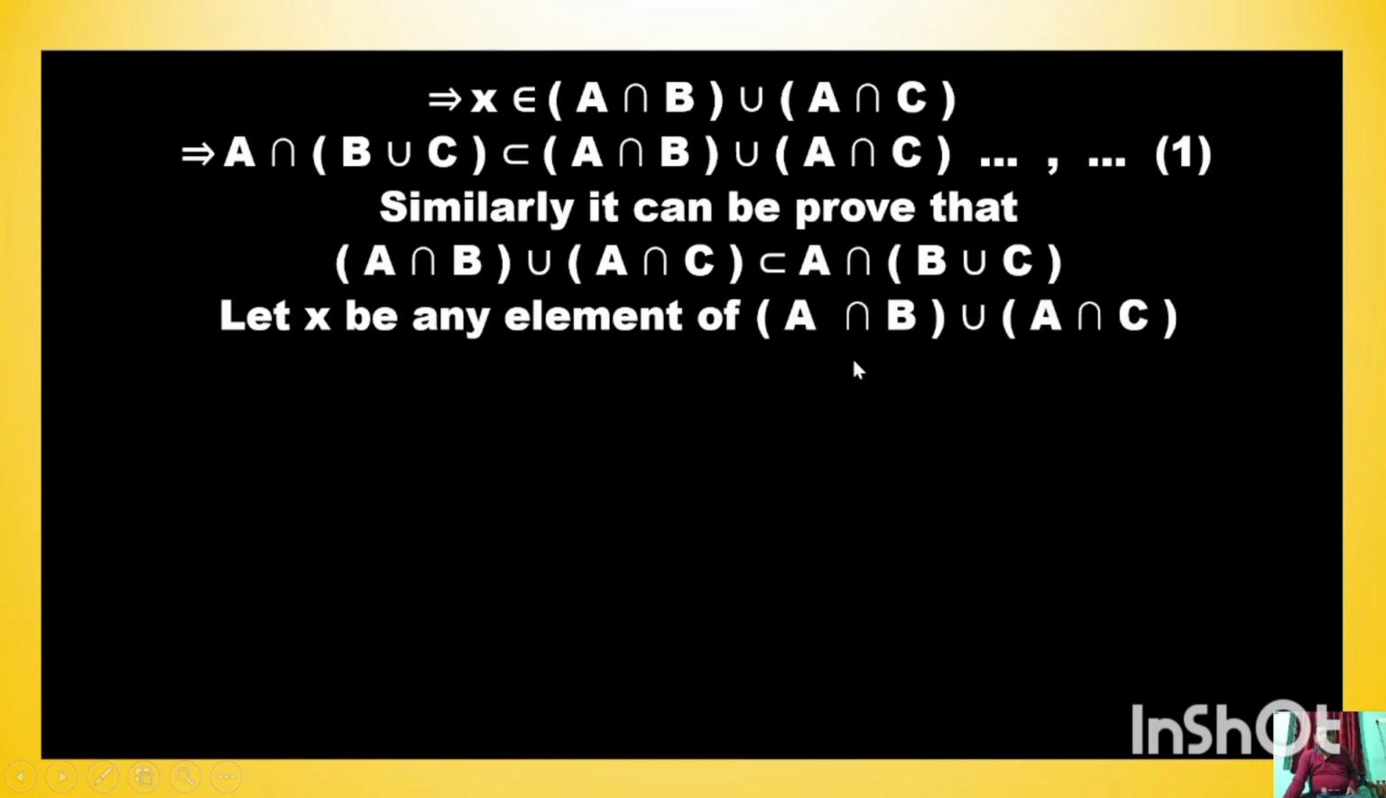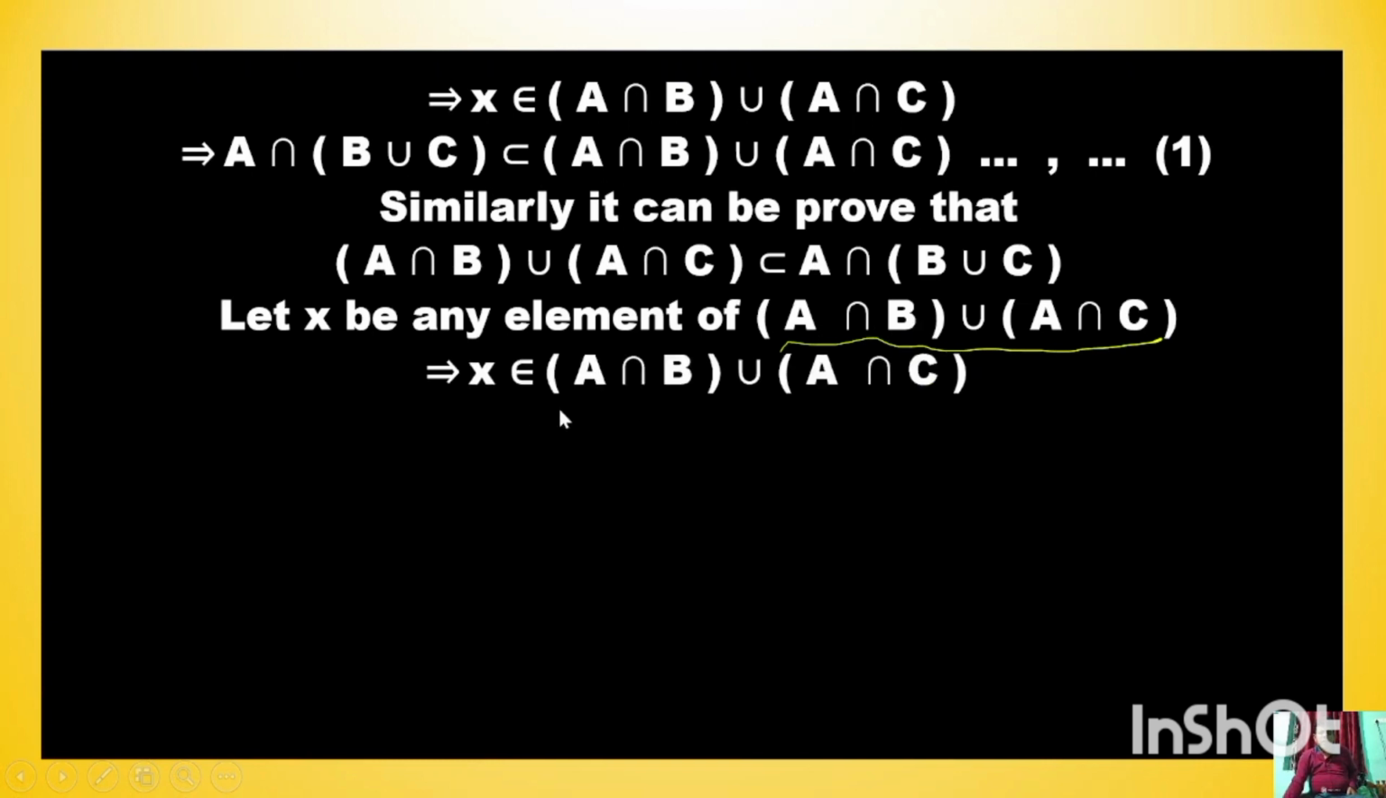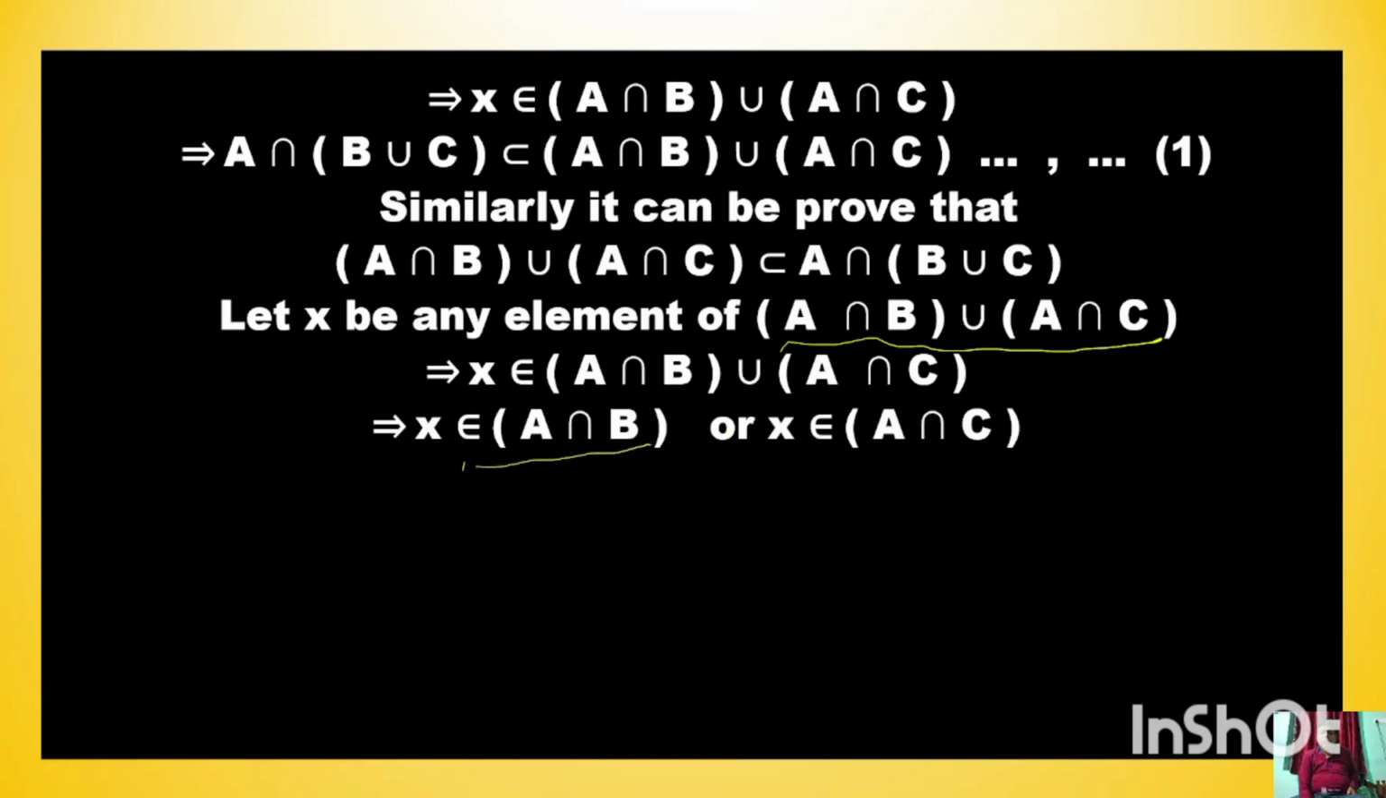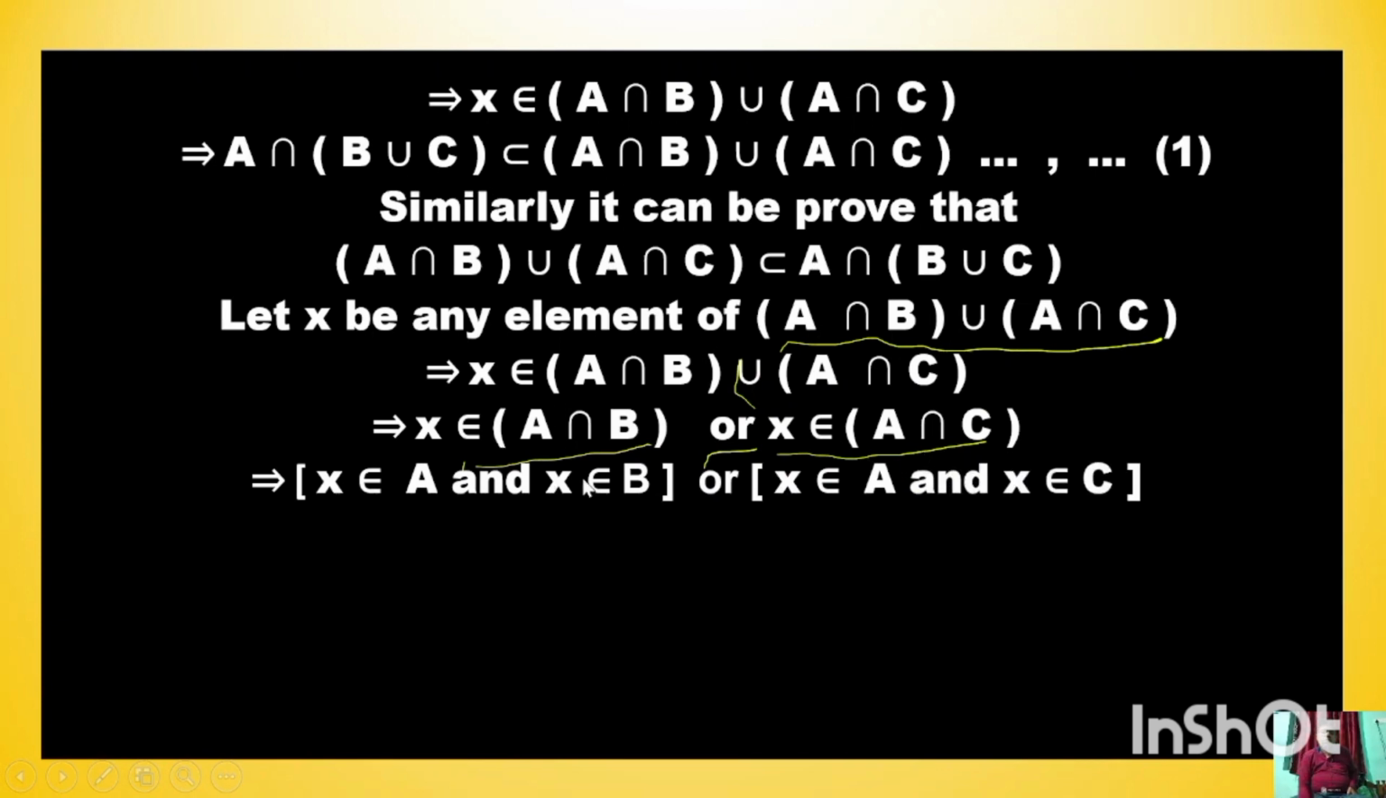In a similar manner, let x be an element of A intersection B union A intersection C. It means x belongs to A intersection B, or, since your operation is union, the or operator, x belongs to A intersection C. Understand? So x belongs to A intersection B means x belongs to A and x belongs to B, or x belongs to A and x belongs to C. From this point you will get this one.